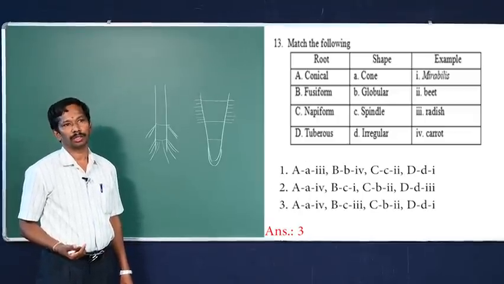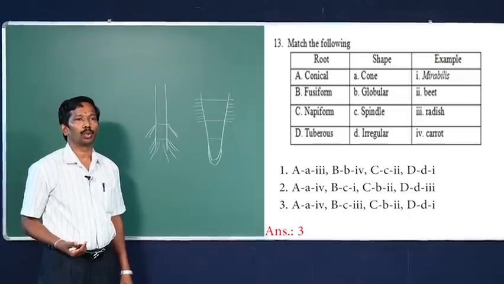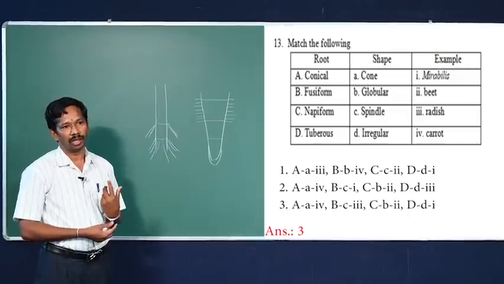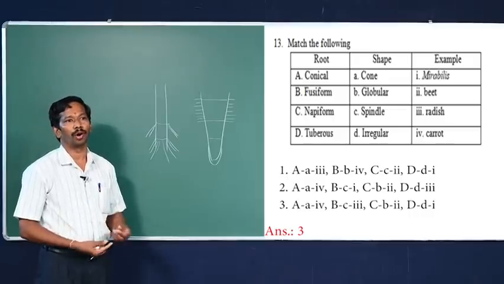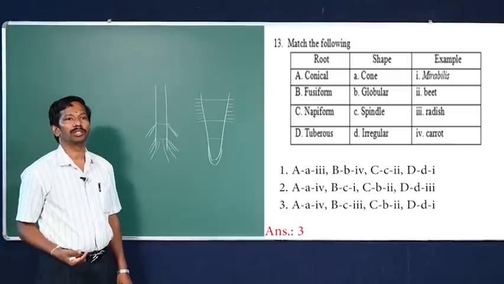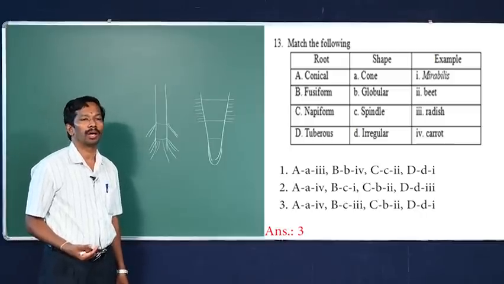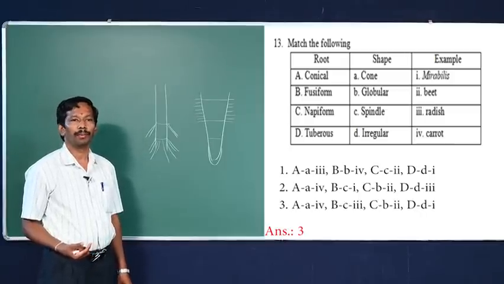Match the following question has been given, that is type of roots which has been given. Answer is 3, and you can refer to the table: conical root, fusiform, napiform and tuberous root, with the shape of root system: cone, globular, spindle, irregular, and examples are also given.